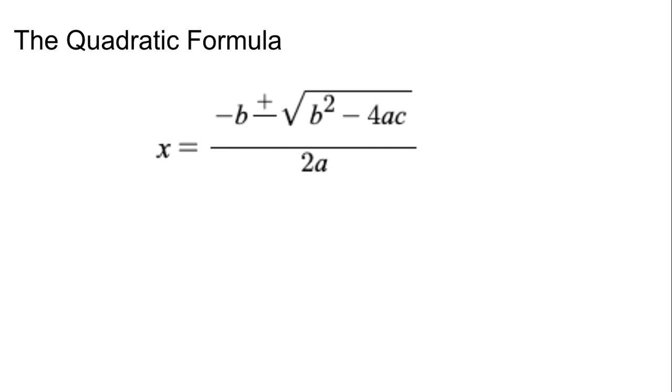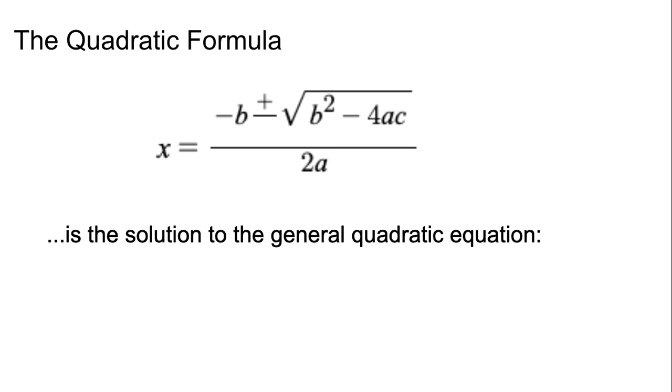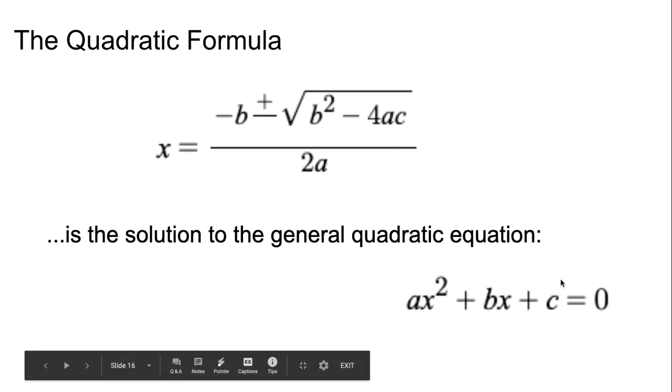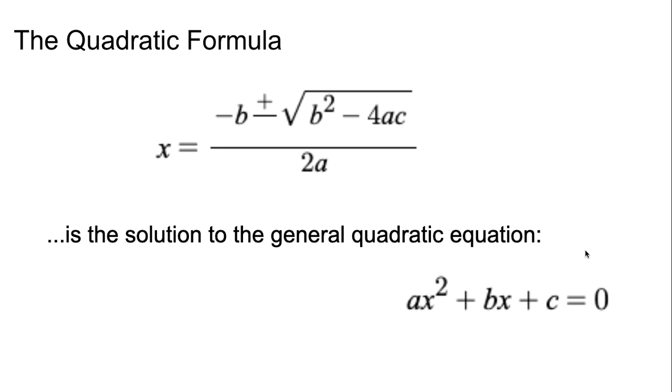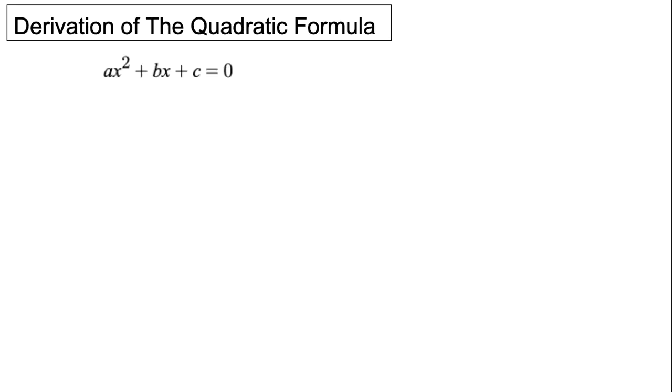Do you know? It turns out that you get this formula by solving the general quadratic equation. So the quadratic formula is the solution to this equation. And we call this the general quadratic equation because it represents every single possible quadratic equation that you could ever write. So if you solve this equation for x, then you should get this. And that's what we're going to do in this video. So let's get started.